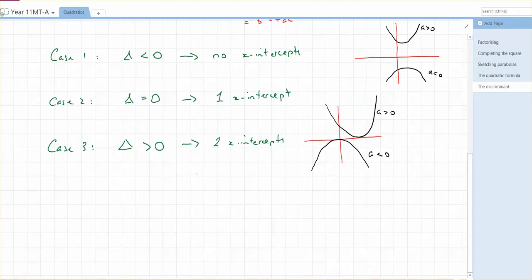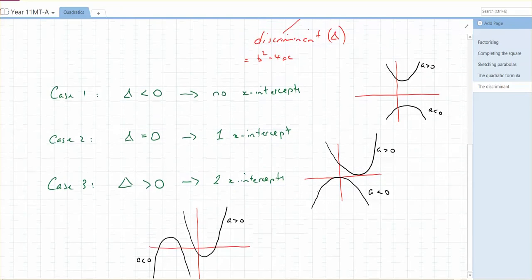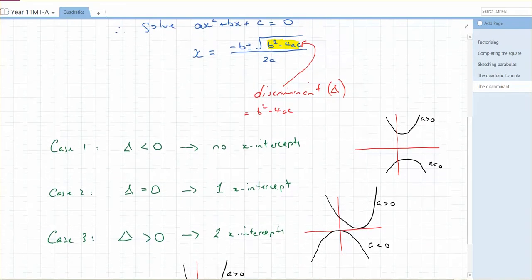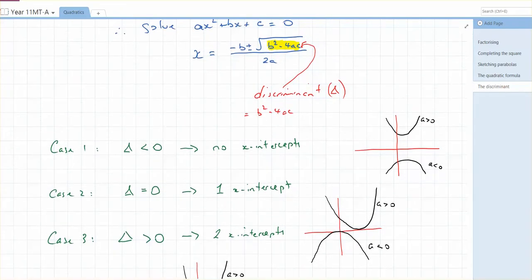Two x-intercepts. So we are going to have a parabola that dips below or above the x-axis, like so, if a is greater than 0, and like so, if a is less than 0. We're going to have two solutions. So there are three cases for a discriminant, or calculating a discriminant. It has to fall into one of those three categories.